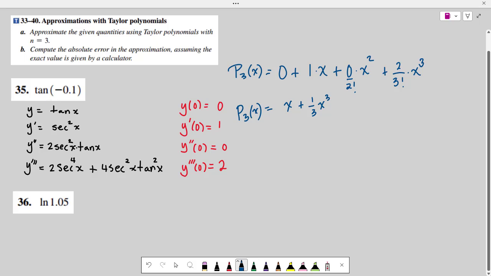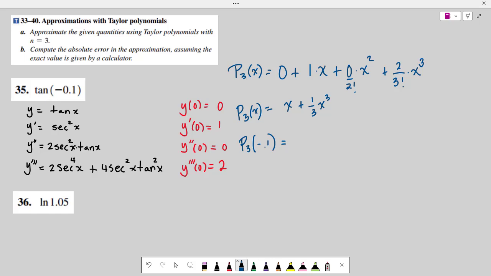So that is the third order Taylor polynomial. It's the best cubic approximation to the curve at 0. Best cubic approximation. It's the glorified tangent line. Then we want to approximate. So we're going to do p sub 3 of negative 0.1. Picking 0 because it's closest to negative 1/10 for which we know the value of tangent.